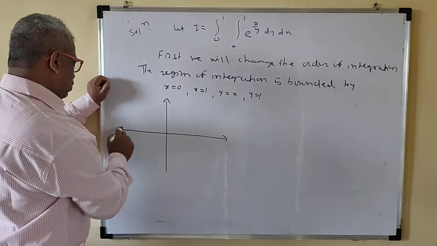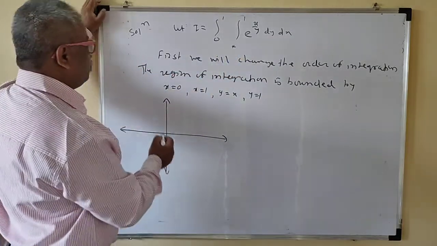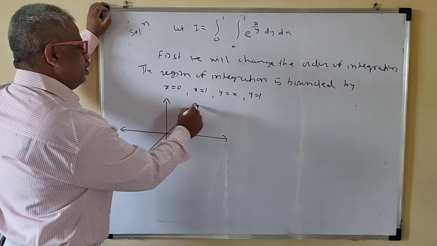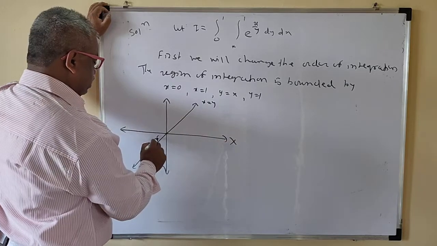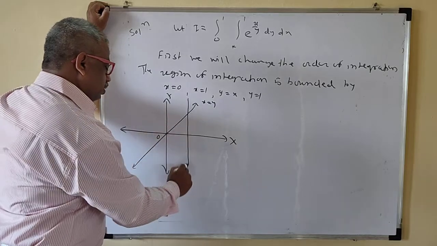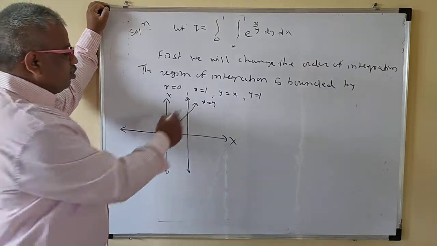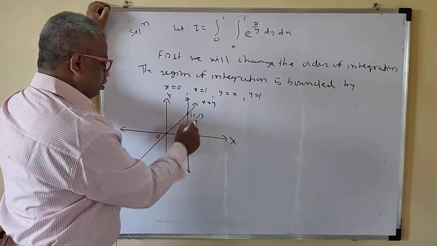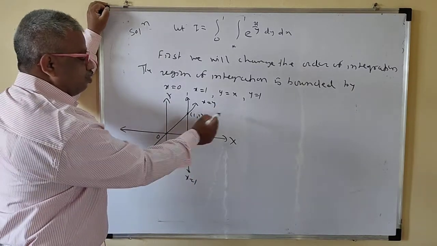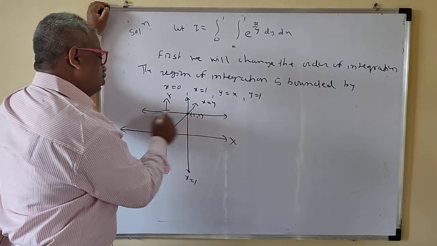We draw the region. Note that these are the limits of y, which means the strip is parallel to the y axis. First we will draw the line x is equal to y. This is your x axis, this is your origin, this is your y axis. Then we will draw the line x is equal to 1. Don't draw y is equal to 1 directly. First find the point of intersection of these two lines, which is 1, 1. Now we have to draw the line y is equal to 1, passing through y is equal to 1. So this is y is equal to 1.